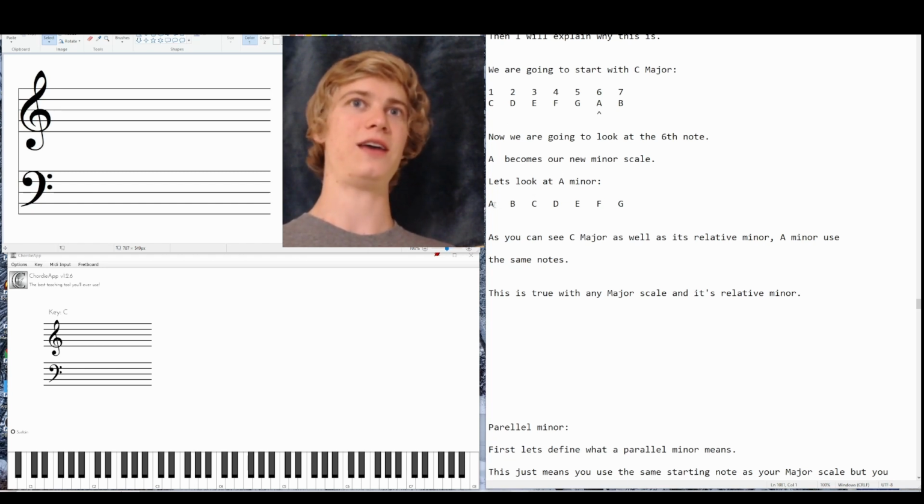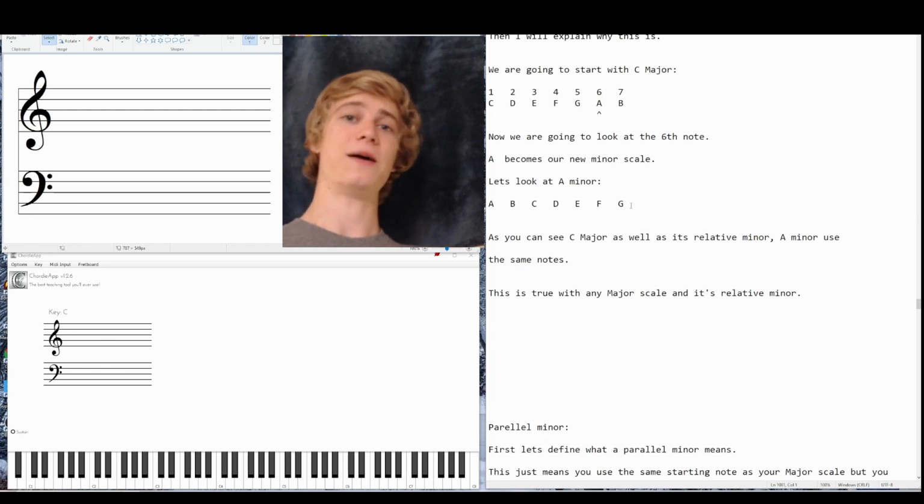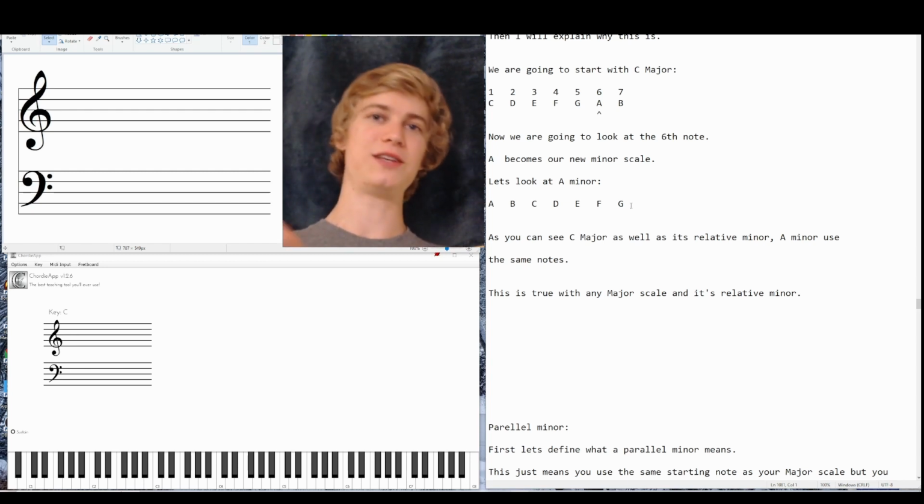We start on A, we go through that same progression, and it leads us all the way up here to G, back to A again. So that's what's going on down here. That is our A minor scale, our relative minor of our C major.